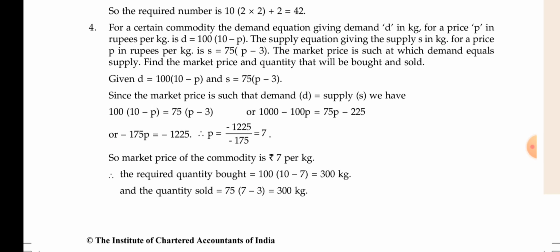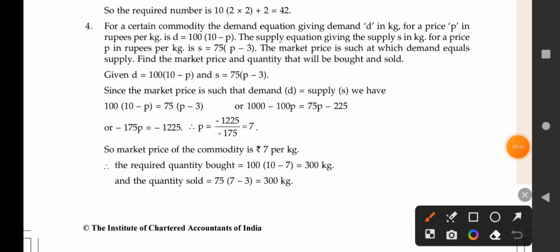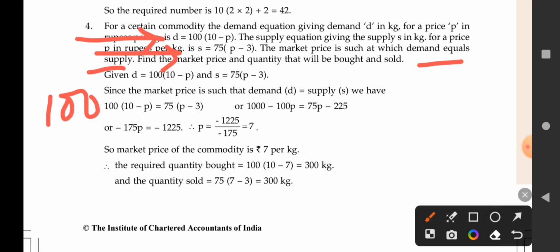Fourth illustration, for a certain commodity, okay, the demand equation is given. P is for price, D is for demand. Okay, this is the equation, and the supply equation is also given. The market price is such that demand is equal to supply. So just equate both the equations. You will get the price value.